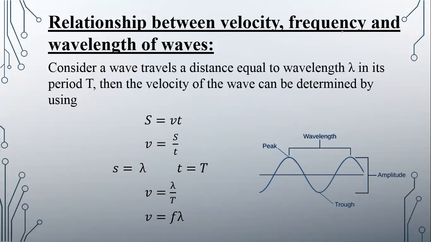And from this equation, we can describe that frequency and wavelength are inversely proportional to each other. So if there is a wave with less or short wavelength, then it will have greater frequency. But the wave with longer wavelength would have less frequency. So the product of frequency and wavelength is equal to V, that is the velocity of the wave. So V is equal to F lambda.